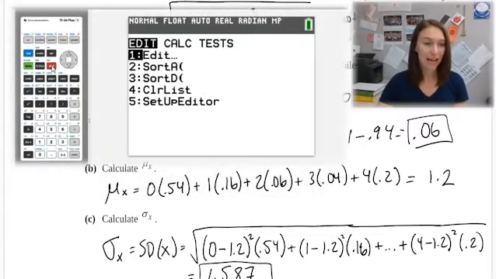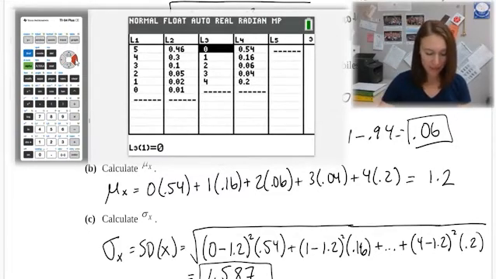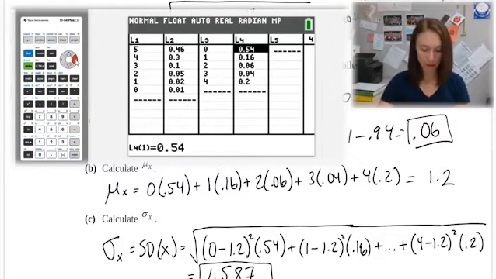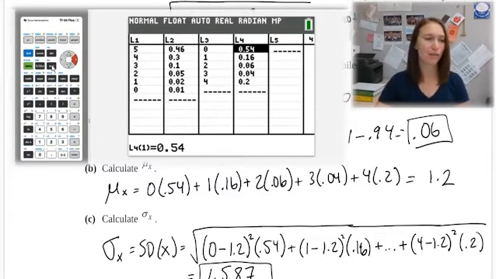So go to Stat, go into Edit, and I've already pre-done my numbers here. For example, I have L3 as my x values, 0, 1, 2, 3, and 4. And my L4 are my probability values that we have there in our table. Now, to figure out our expected value and standard deviation, we can do both. And this is especially helpful if it's a multiple choice question. That means it doesn't matter if you show your work or not. So this is a really easy way to get your answer, for multiple choice especially.